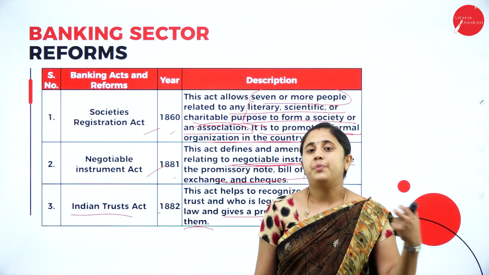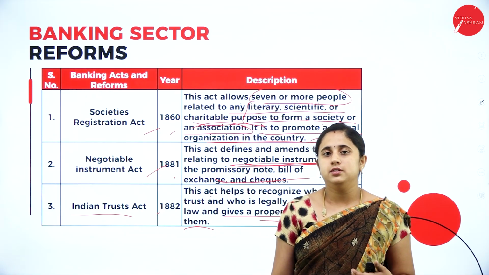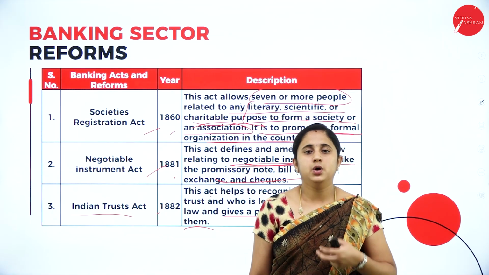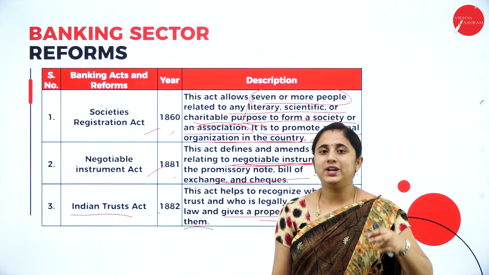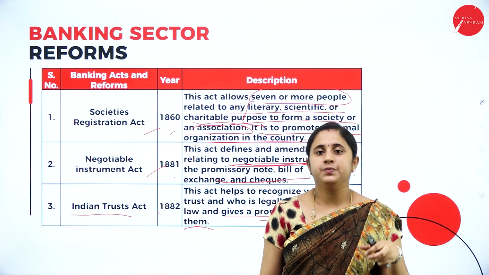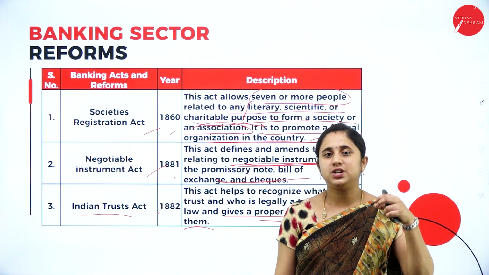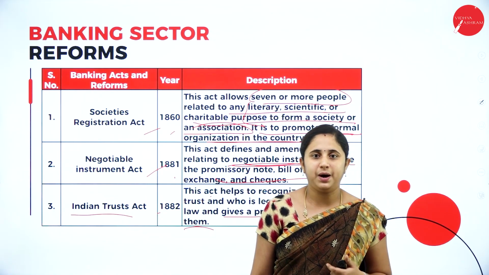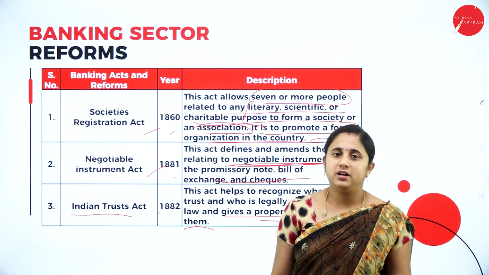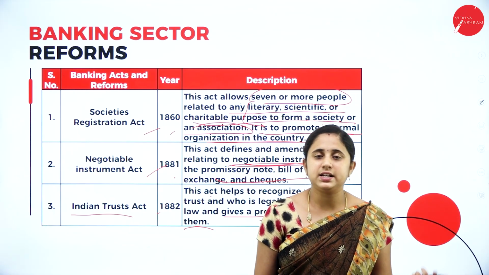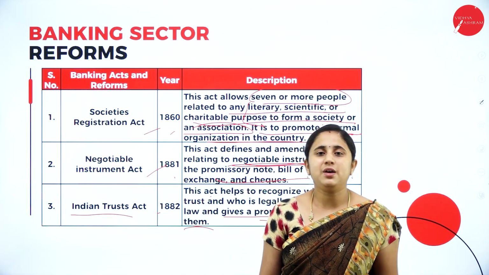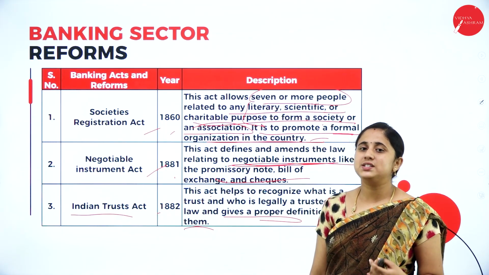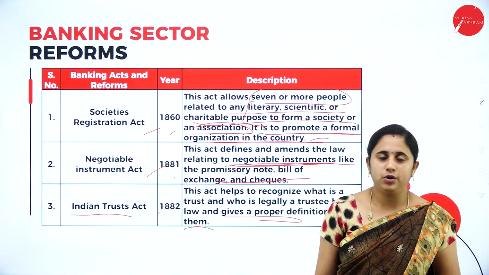So it says private money lender, you're not allowed to lend money to the general public at a high interest. So only through a registered financial institution, or through the bank, you need to lend money to the general public. So that you can't charge higher interest and you cannot force them to pay more interest. So this act defines who is trustee according to the law.